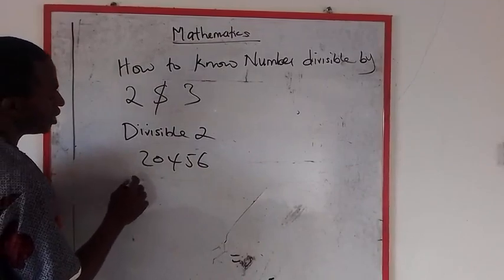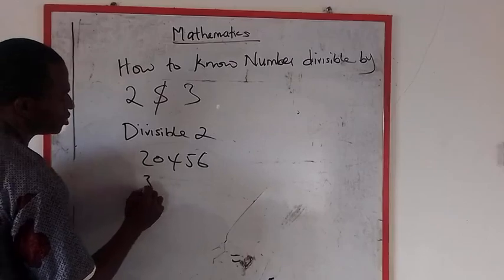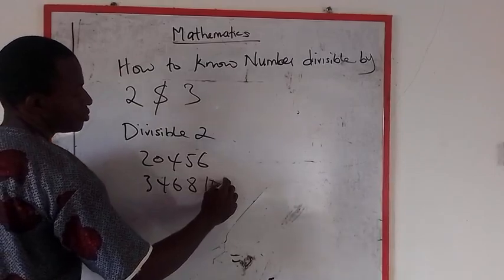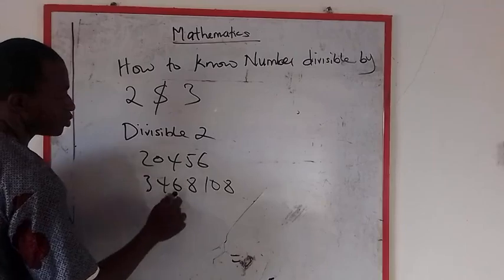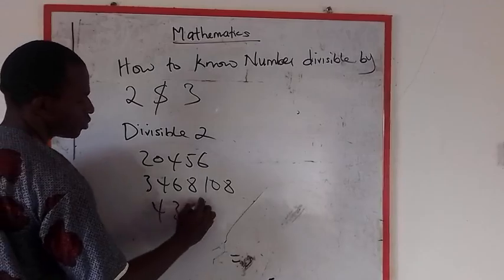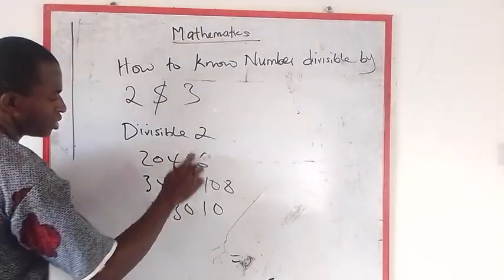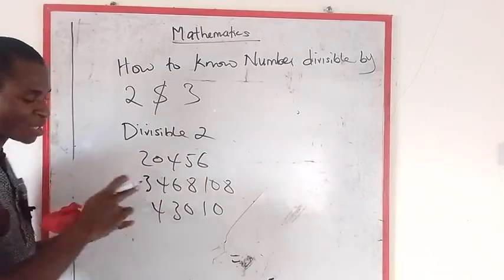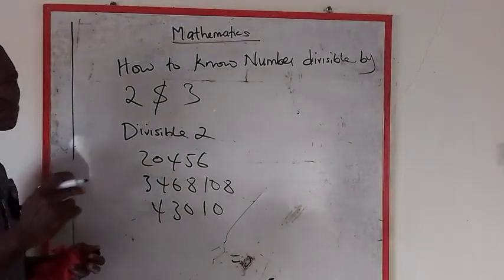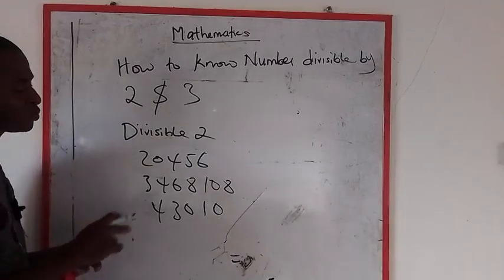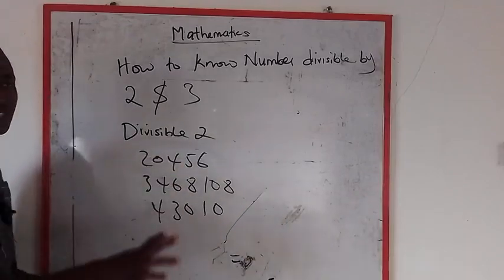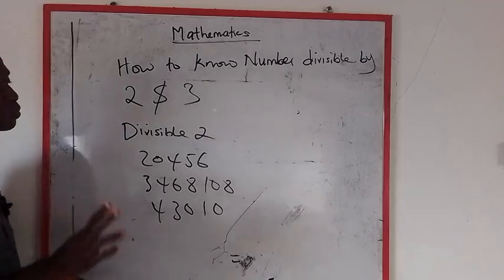Then a number that ends like 4, 6, 8, 10, whatever it is, in as much as it's ending with a number like this, let me say 4, 3, 0, 1, 0. If it ends with 2, 4, 6, 8, or 0, all these numbers, 2 can go into them no matter how big they are, whether it is a billion or a trillion. It can go without remainder.